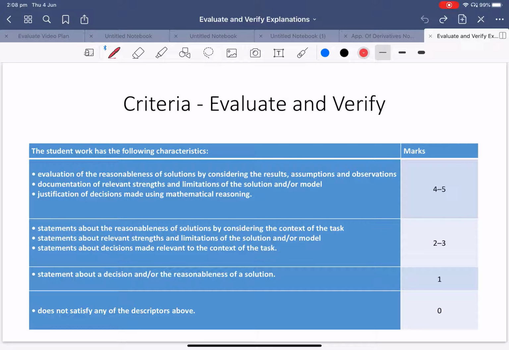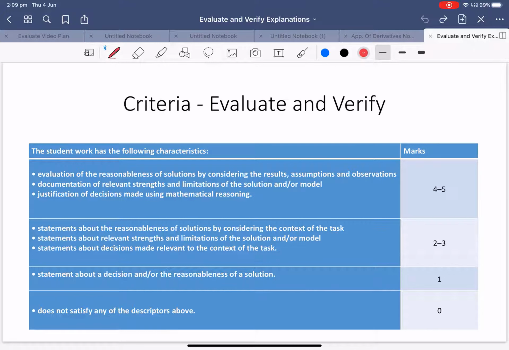Students tend to stick to just statements rather than getting into the maths. Students will do individual bullet points and separate evaluate and verify into a number of separate things as opposed to one big part of a whole problem solving process. And so it's a really new type of thinking, and it challenges students, especially in the area of maths when you're so used to answers being either right or wrong.